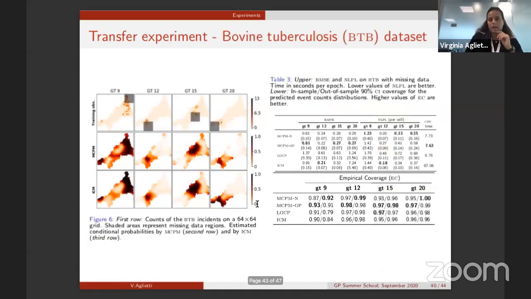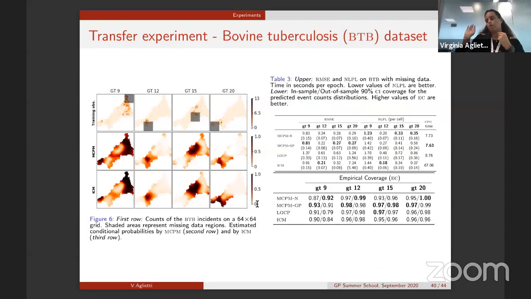Now, let's look at the last example. This is, again, one of the examples that I mentioned at the beginning. This is a bovine tuberculosis data set, which is very common in geostatistical papers.